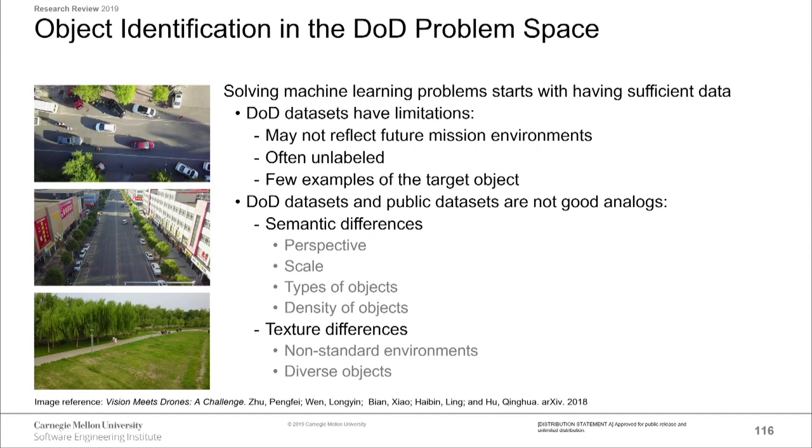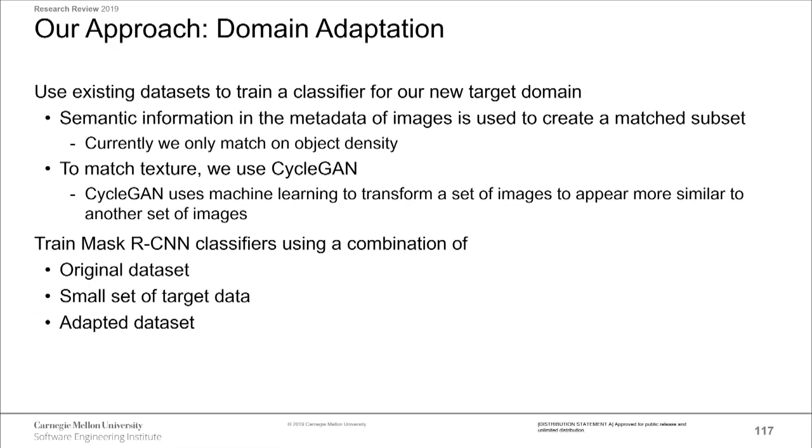And then there are also differences in texture. Are we talking about different environments? So an example would be urban versus rural, or differences in the diversity of the objects. So domain adaptation is seeking to take a well-performing model from one domain and transfer it into a different but related domain. And this aspect of the project is working on determining how that initial model should be built so that we can do this transfer while maintaining performance.